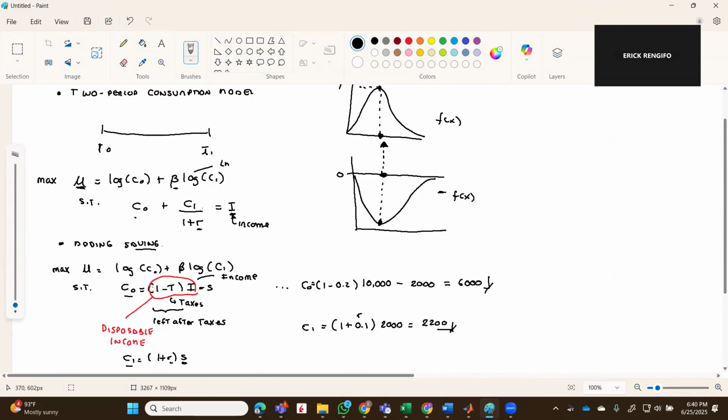But this higher income implies that I can consume more at time zero. I can save a little more, and saving a little more creates more consumption in period two. So that's why taxes are crucial. Taxes affect not only current consumption, but also future consumption.